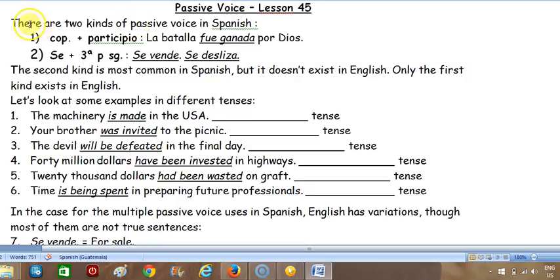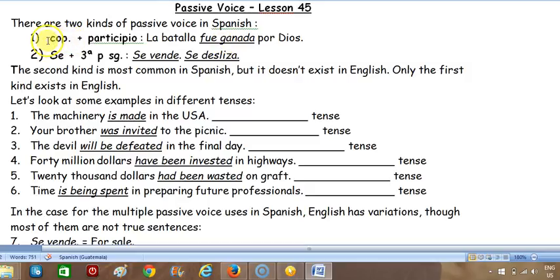So there are two kinds of passive voice in Spanish. Okay, the first is with the copulative plus the participle. So we have, for example, this is the subject, and this is the verb, and then this is the agent, and so the agent is doing the action of the verb. We looked at this when we did the lesson on reflexive pronouns. So the passive voice is an arrow that goes backwards. The action of the sentence goes towards the subject.